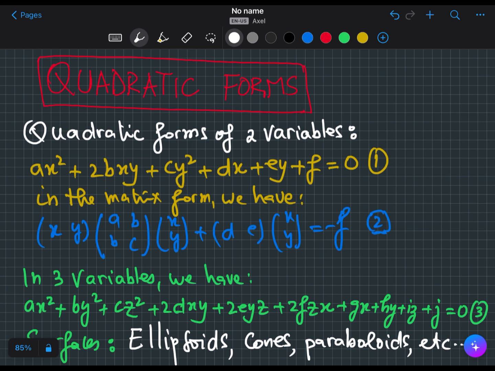Welcome class, and welcome to this new video, still on quadratic forms. As a reminder, we said in the previous video that the quadratic form of two variables is given as equation 1 and its matrix equivalent form is given as equation 2. Now, remember that this is for two variables.